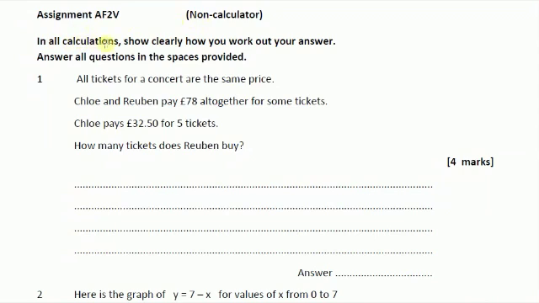Okay, in assignment AF2 it says the usual instructions. Number 1 says all tickets for a concert are the same price. Chloe and Ruben pay £78 altogether for some tickets. Chloe pays £32.50 for 5. How many tickets does Ruben buy? So we're going to use the £32.50 for 5 tickets. We can work out the price of 1 ticket from that.